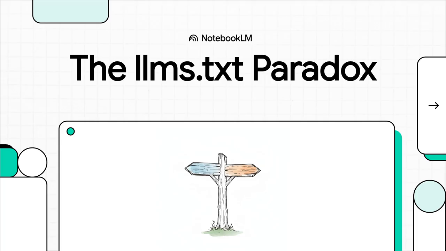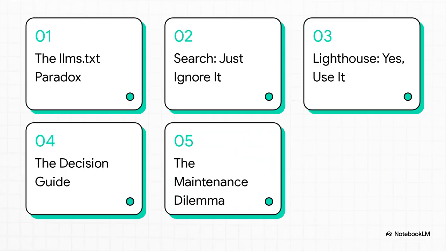It's a genuine paradox, and today we're going to break down exactly what's happening and, more importantly, what you should actually do about it. Here is our roadmap for today. We'll hit the llms.txt paradox, look at why search says to ignore it, why Lighthouse says to use it, give you a simple decision guide, and wrap up with the maintenance dilemma.